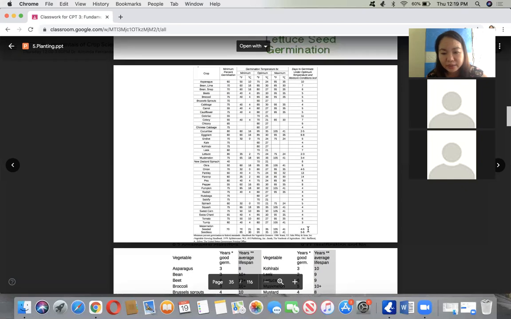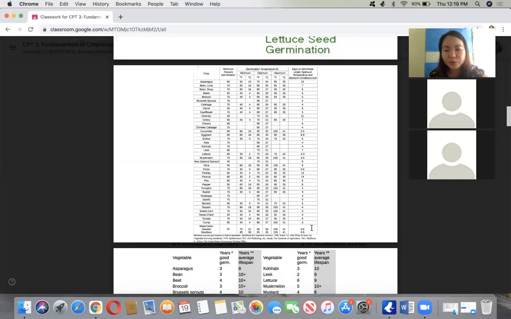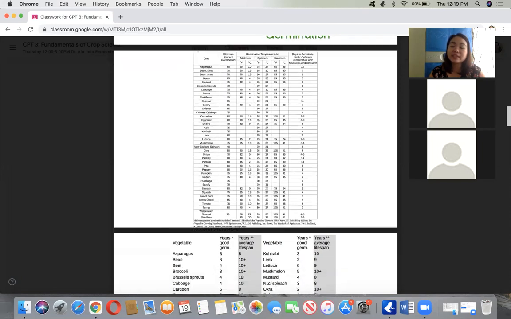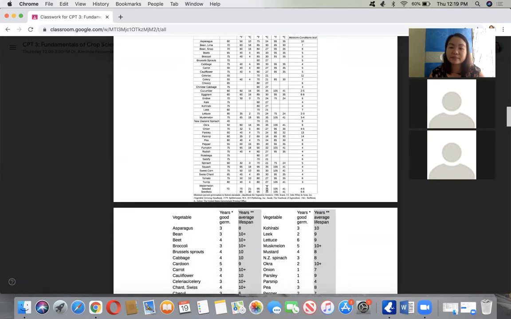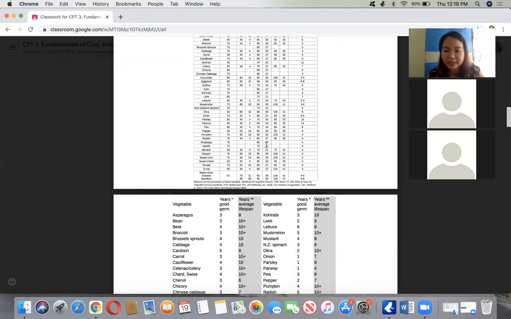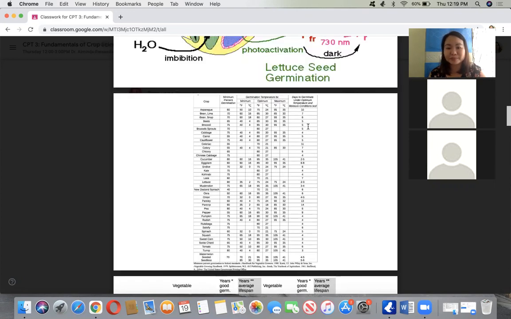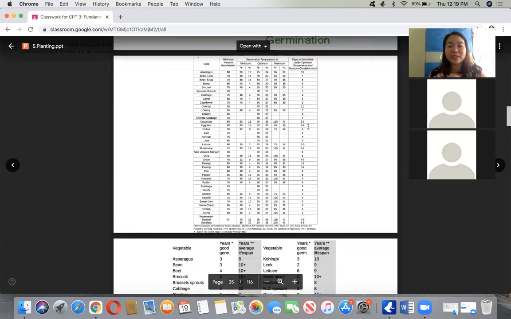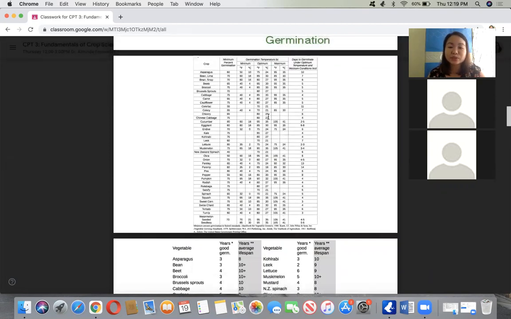For mung bean, it's not on the list, but you can see it when you soak mung bean seeds in water. Lettuce, ma'am, only 2 days. So as early as that. But for some crops, it can even take 13 to 14 days, about 2 weeks for germination. That is just to give you an insight into the different crops and their temperature ranges.